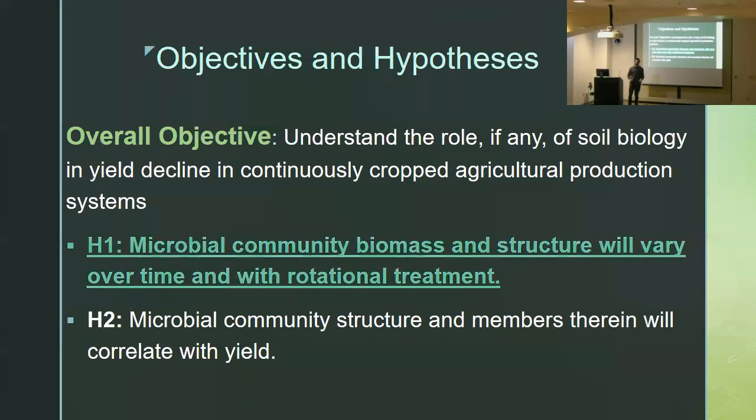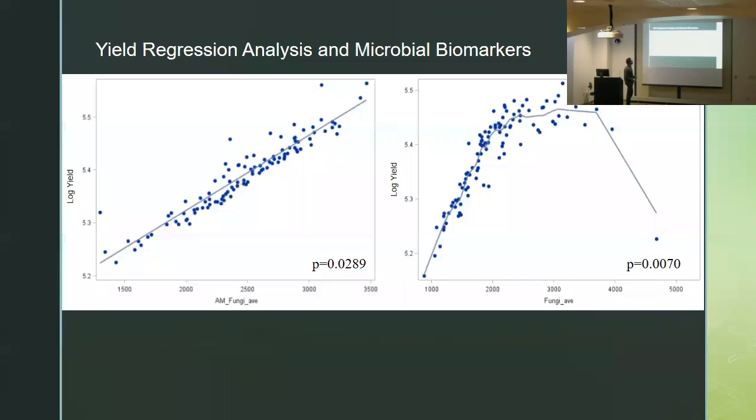But what we next needed to understand was which of these biomarkers might have been best correlated with yield. So we did a yield regression analysis on the average of the biomarkers throughout the season. The two biomarkers which were best predictors of yield were the AMF fungi and the general fungi. So these are two different PLFA biomarker groups. AMF form associations with plant roots. The general fungi could have more generalist roles in the soil environment. They may be decomposing, but they may also be acting as pathogens.